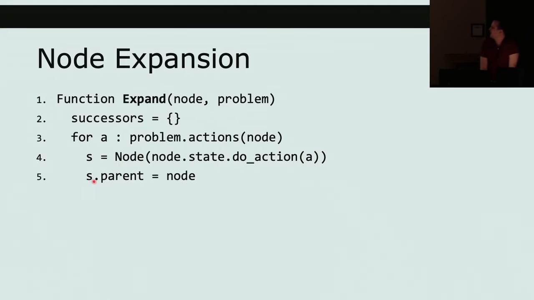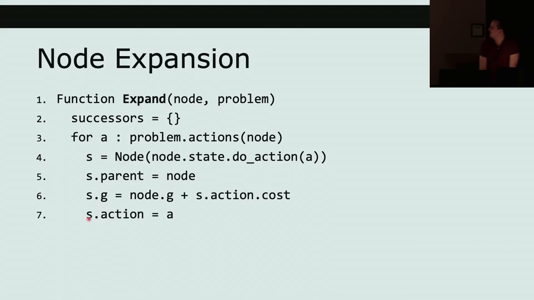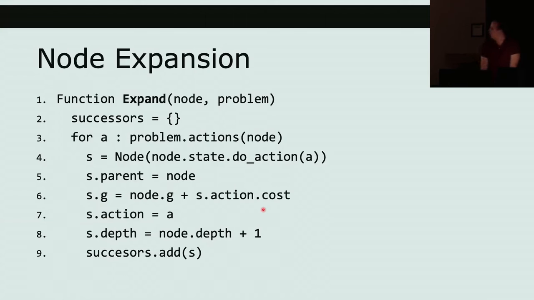Then what we do is we set the parent of that node, S, equal to the node that we're currently iterating over. So set the parent equal to the node that generated this one. Then take the action cost of the action that generated this, so A, and we add that cost to the G cost of the parent node to get the G cost of this node that we just generated. Then we set the action equal to A, and maybe set the depth equal to depth plus 1, for example, and then we add that node to the successors.